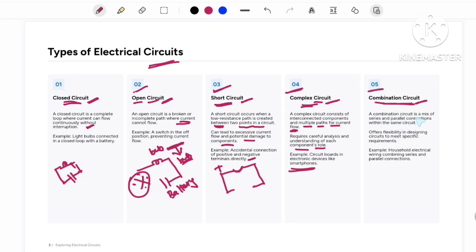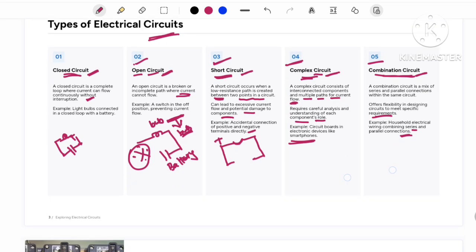Move on, fifth point, combination circuit in the electrical circuit. A combination circuit is a mix of series and parallel connections within the same circuit. It offers flexibility in designing circuits to meet specific requirements. For example, household electrical wiring combines series and parallel connections, right? Move on, next slide.